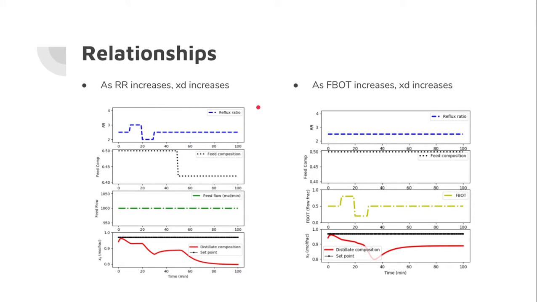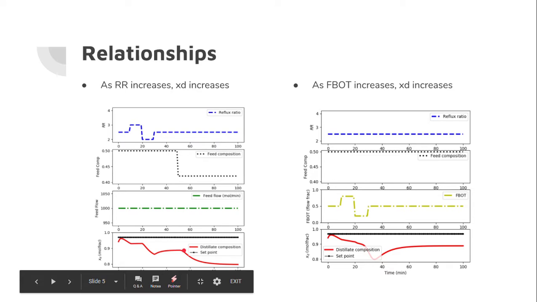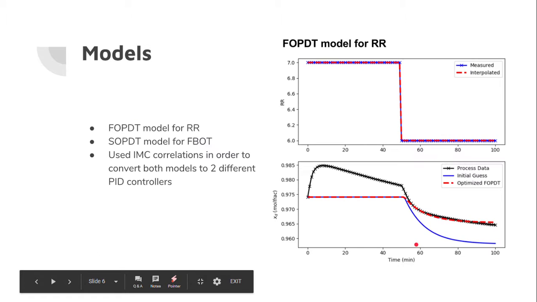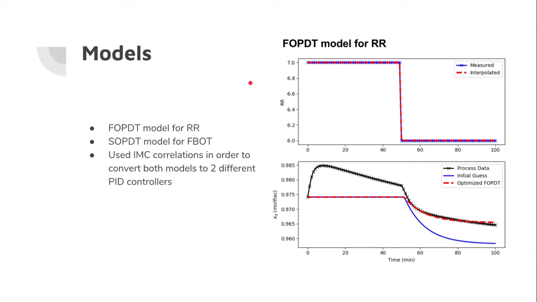As we found the relationships, reflux ratio tends to increase XD. As you'll see there, the response as it comes back up out of the doublet test. And F-bot likewise will increase the XD directly proportionally. Then when we modeled both the responses of reflux ratio and F-bot, we found that the FOPDT modeled the reflux ratio very well, and likewise the SOPDT was the best model for F-bot.